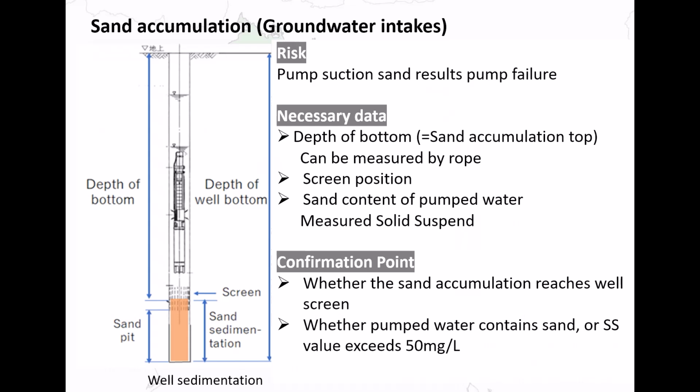If the depth of the bottom has already reached the screen position, the accumulated sand shall be removed. In the other case, if pumped water contains sand visibly or suspended solids value exceeds 50 mg per liter, sand may have accumulated at the bottom.